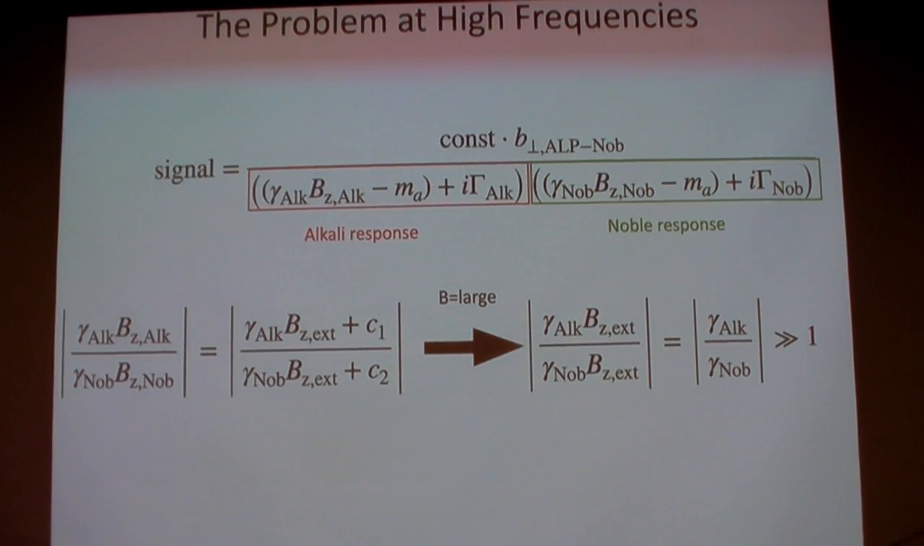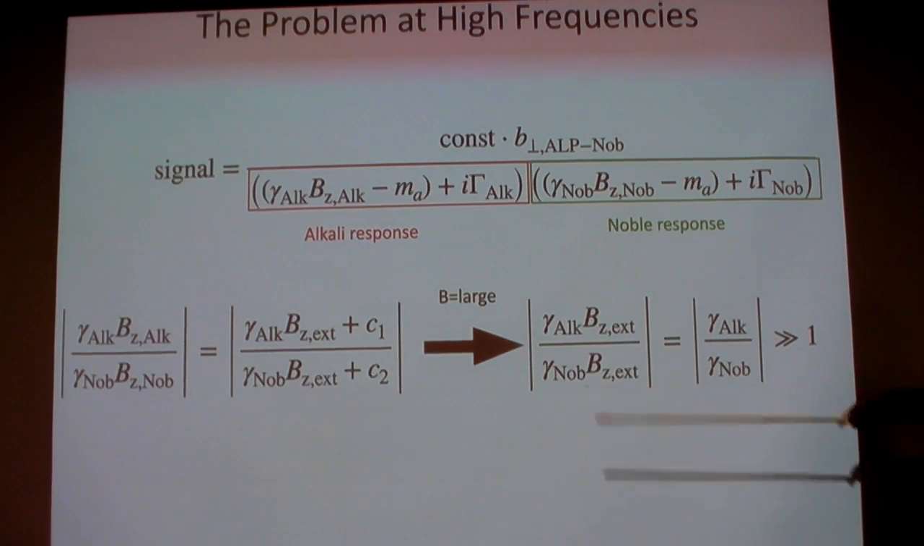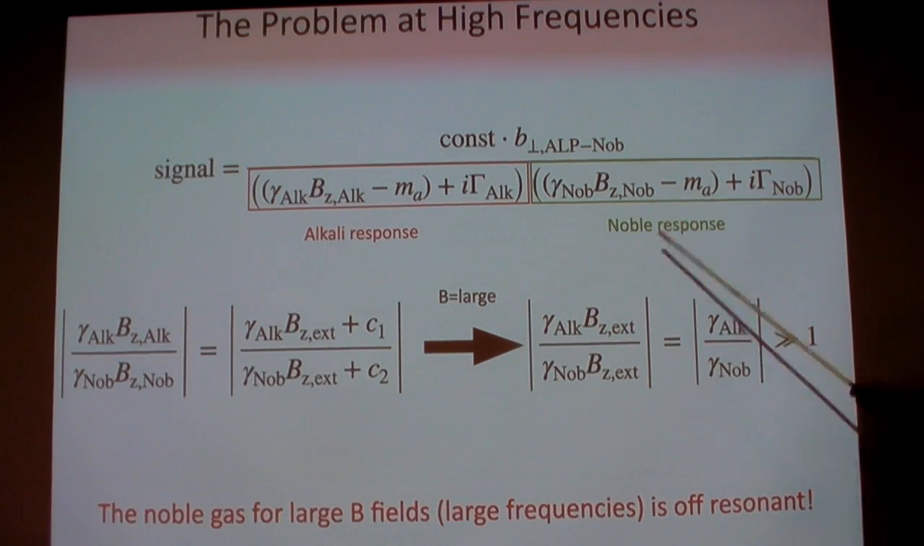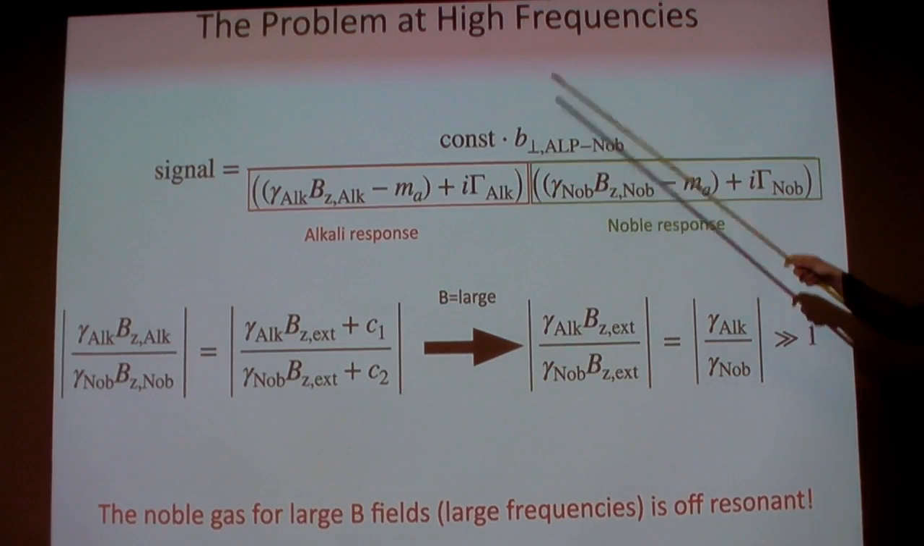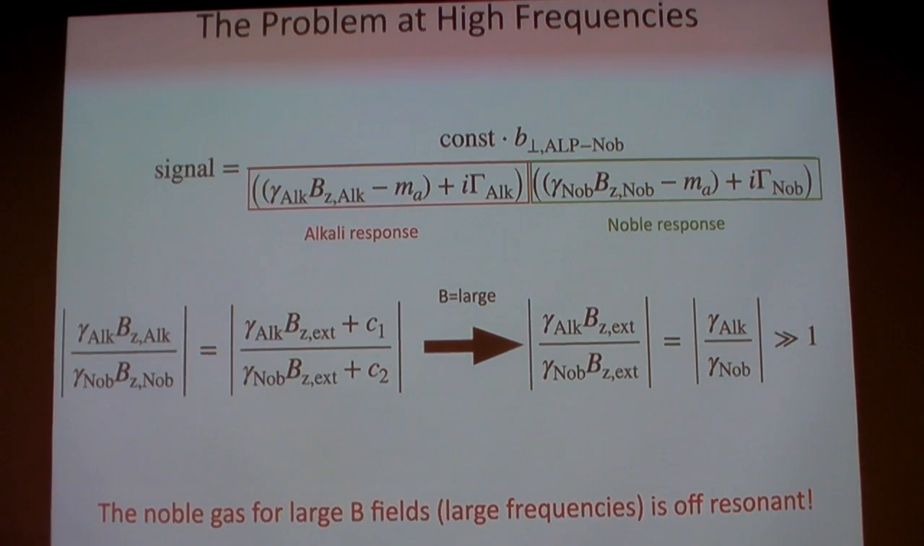It is indeed around a few hundred. So that means that whenever the alkali is on resonant, my noble gas is very, very off resonant. I cannot have them both on resonant once I want to measure high frequencies. And that's not good, because again, when I'm off resonant, I'm starting to lose sensitivity, become sensitive to technical noise. So, this is what the NASDUCK Floquet experiment was meant to solve.